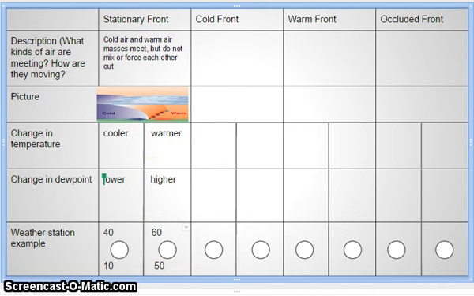I'm going to do the cold front, and then I'll explain what the warm front and occluded front look like, and you'll need to draw them into the columns.